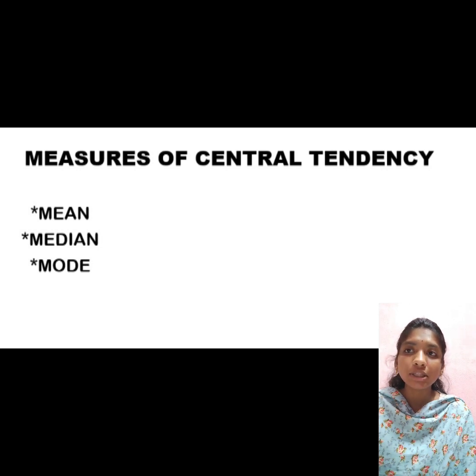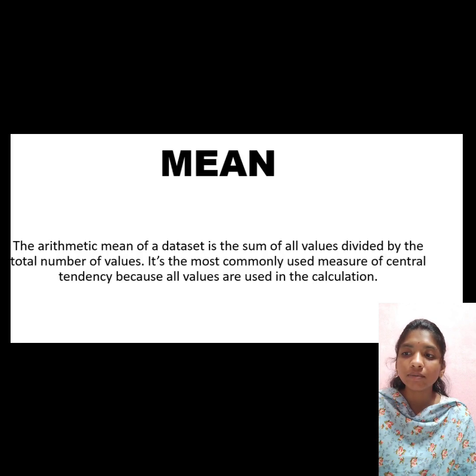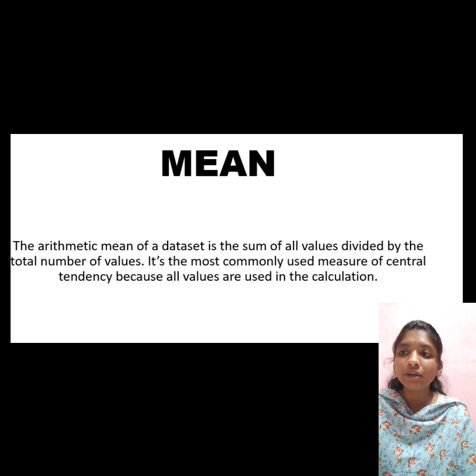Now I am going to explain the concept of measures of central tendency. There are three types of central tendency measures: one, mean; second, mode; and third, median. First, let us learn about the mean. The arithmetic mean of a dataset is the sum of all values divided by the total number of values. It is commonly used to measure central tendency because all values are used in the calculation.